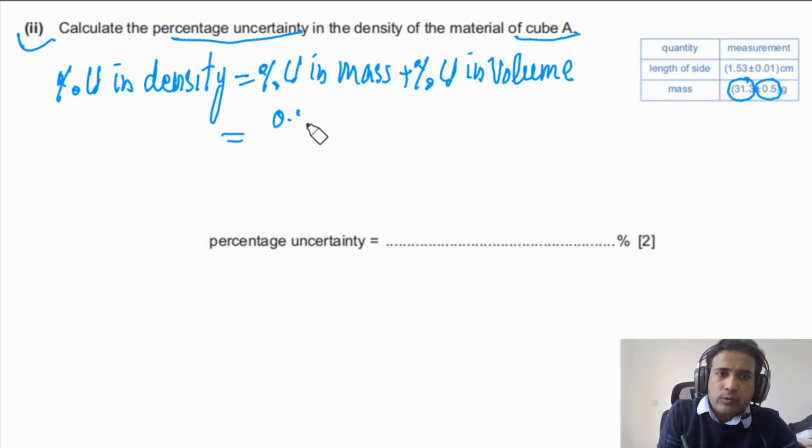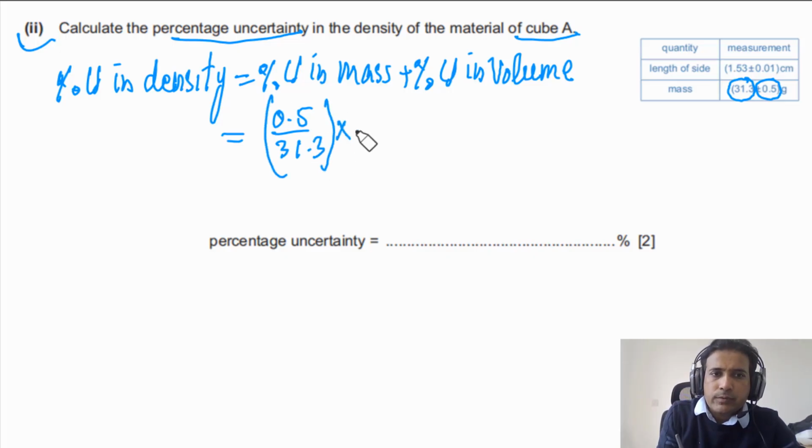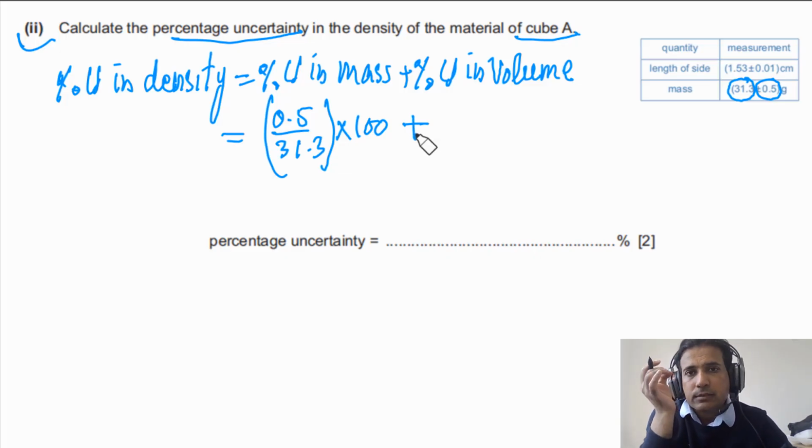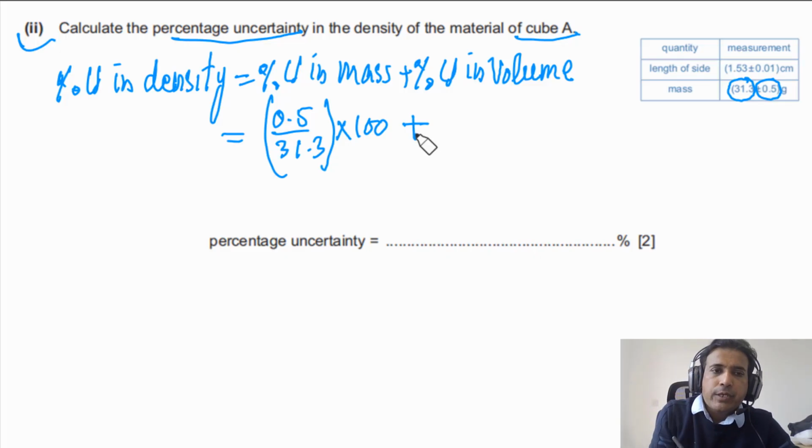So we have 0.5, this is divided by 31.3, and we have to multiply this by 100 because we need to convert this into a percentage. But percentage uncertainty in volume is a little bit tricky. So let me write it down here.